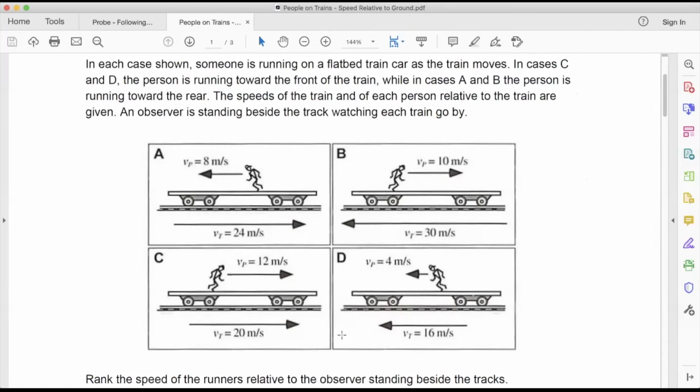All right, on the count of 3, tell me who is moving the fastest compared to the person on the ground. In 3, 2, 1, tell me. C, D, A, B. B. Man, I got some variety. That's awesome. I love the variety.